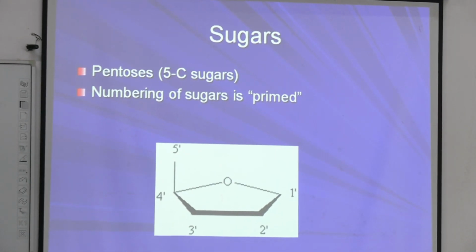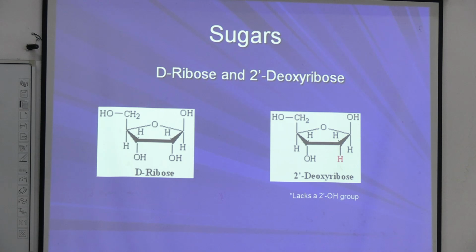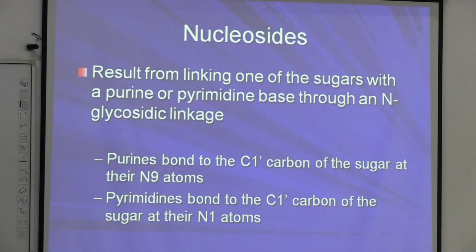Sugars. The nucleotide contains sugar plus nitrogen base plus phosphate. Usually the sugar is ribose sugar. Next, there are two types of sugar. DNA contains deoxyribose sugar. The 2' oxygen is missing in deoxy form, and the ribose sugar contains all the oxygen in place.